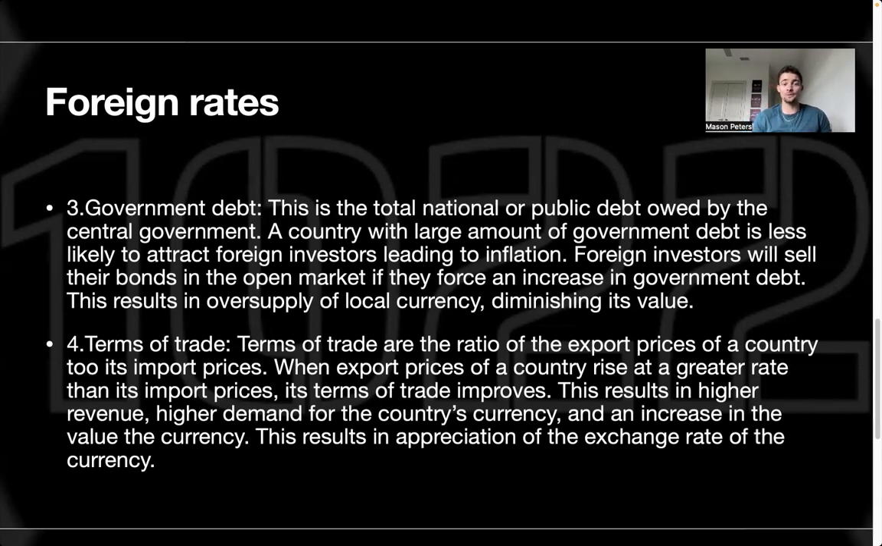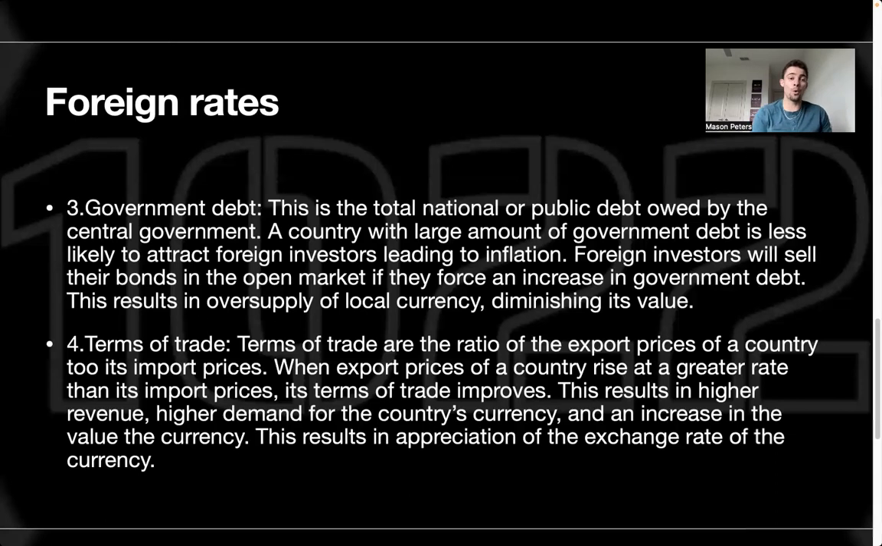The more debt we accumulate, the more bonds we have to sell on the open market. This results in oversupply of local currency, diminishing its value. A bond is debt. When you hear treasury bonds, or mutual funds that hold bonds, you probably don't even know what a bond is. A bond is debt that you can buy, which they are willing to pay back at a higher interest rate. So you're literally purchasing debt and then getting paid more money for taking on that debt. That is what a bond is.